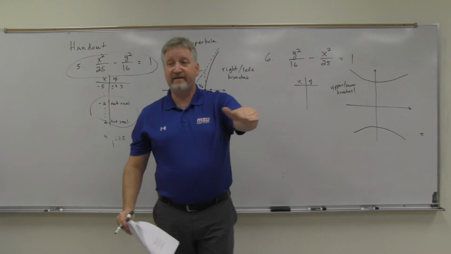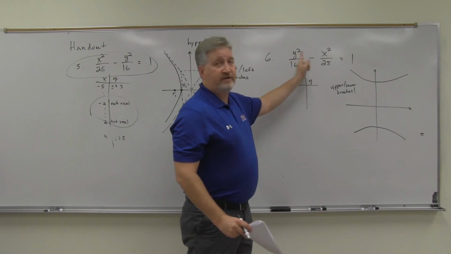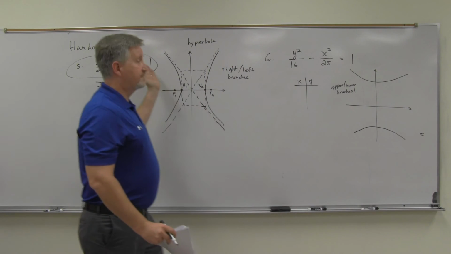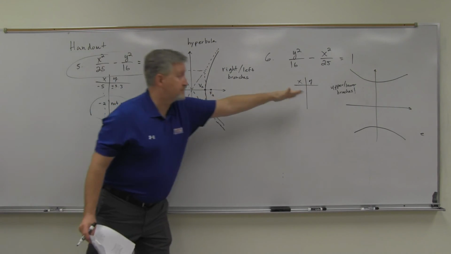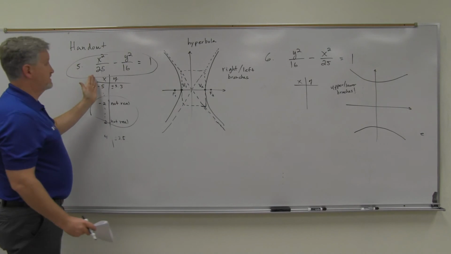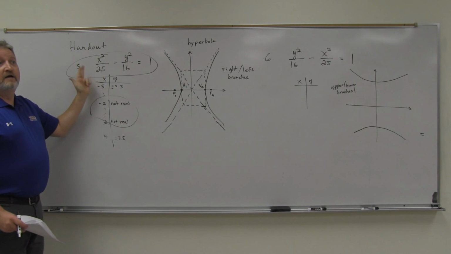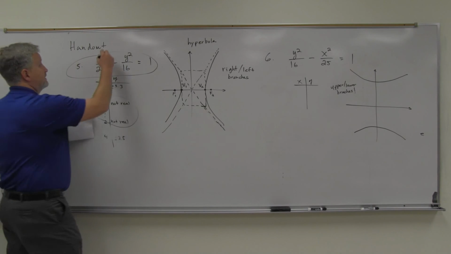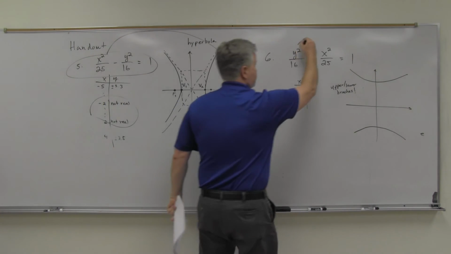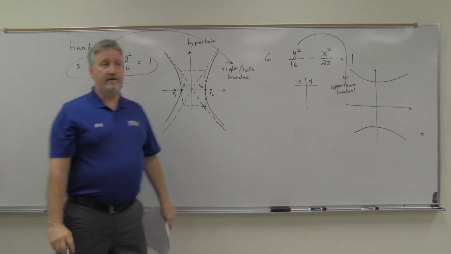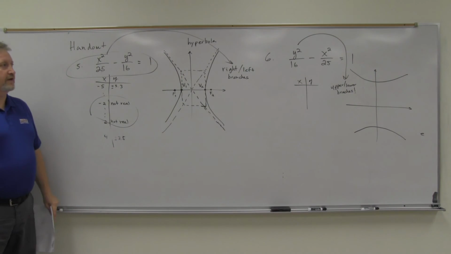And so what's the key there? Yes, it's a minus between the x squared and y squared, but what's the difference again? What'd you say was the difference? How come this one's upper and lower, as opposed to this one right and left? The x squared's first here. So if the x squared's first, it's a right and left branch. If the y squared's first, it's an upper and lower branch. Okay?